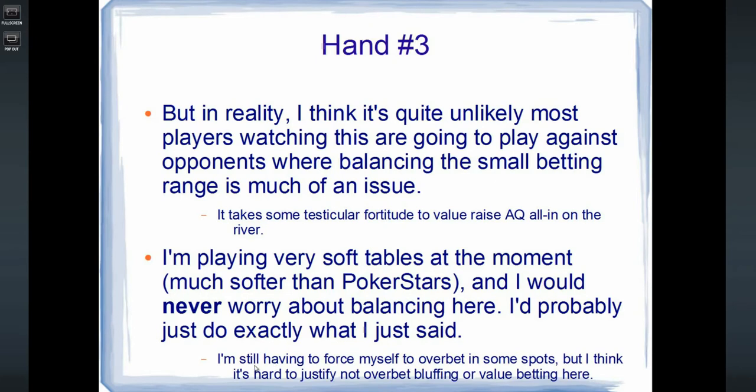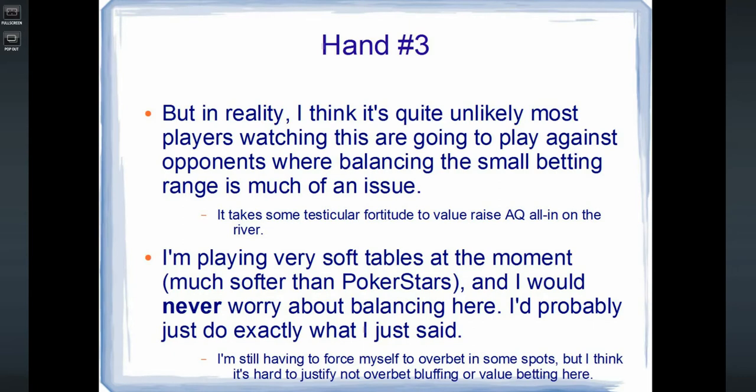Oh, and then I wrote another thing. I'm still having to force myself to overbet in some spots, but I think it's hard to justify not overbet bluffing or value betting here. So it's exactly like what I talked about in the last hand example with the king coming on the river in the 3-bet pot. A lot of times you can find a spot where you say, okay, I'm not overbetting for value and I'm not overbet bluffing. To me, that means something's probably got to be wrong. You'd probably have to make a pretty extreme situation for there not to be some contradiction in your thought process.